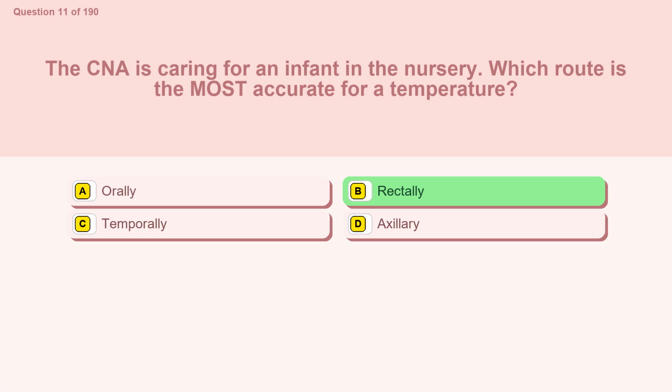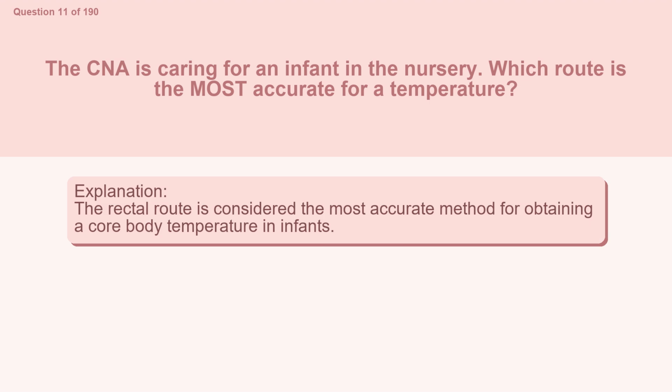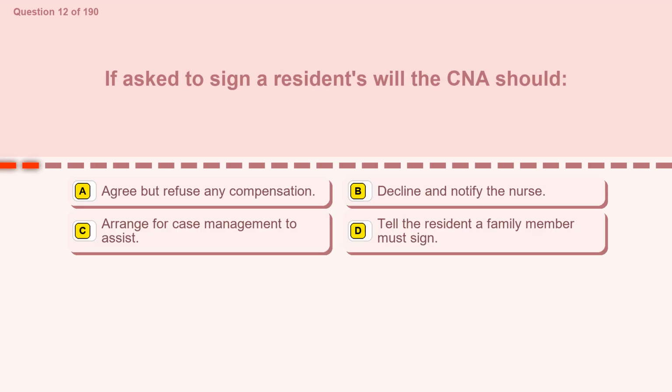The correct answer is option B. Rectally. The rectal route is considered the most accurate method for obtaining a core body temperature in infants. Question 12. If asked to sign a residence, what should the CNA do?